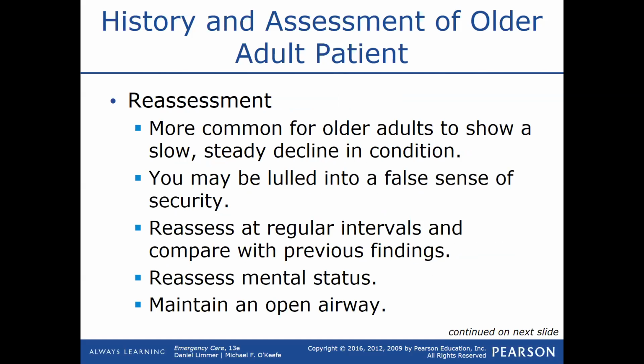See, reassessment: it's more common for older adults to show a slow, steady decline in condition. Again, that goes with compensation. They can't compensate as well, so you're not going to see that rise right before the decline. You may be lulled into a false sense of security, and that false sense of security comes from the patient gradually declining and not compensating, not going all the way up before they come all the way down, because that's when we see that crash.